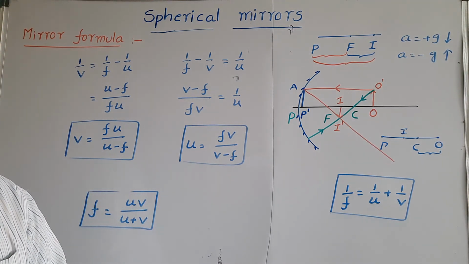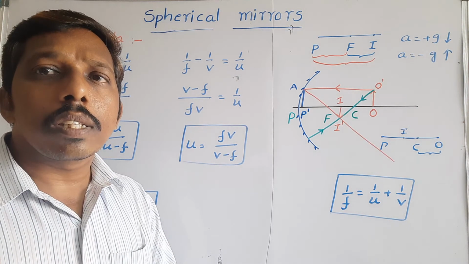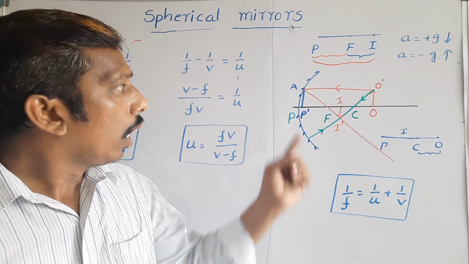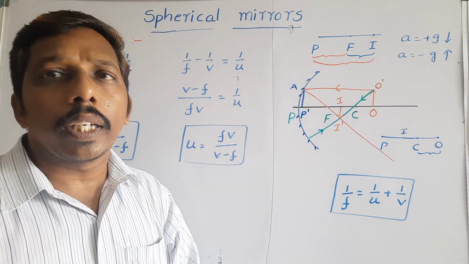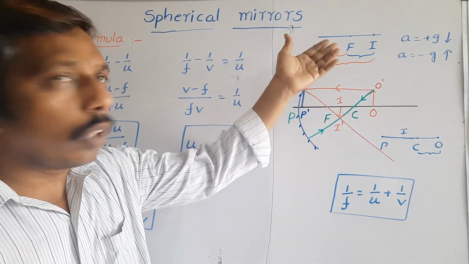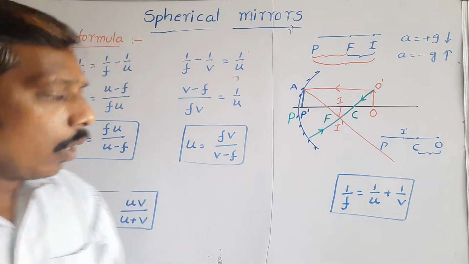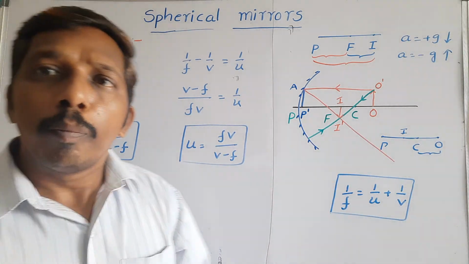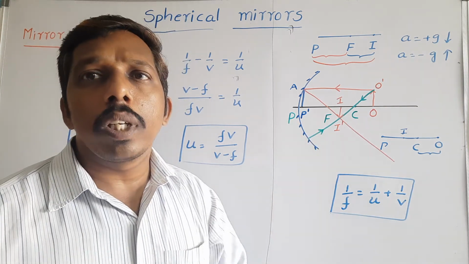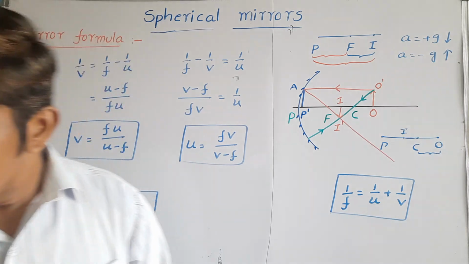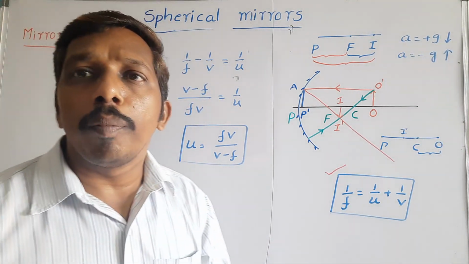Already in this class, starting we learn sign convention. All distances are measured from the pole. The distances along the light ray direction are taken as positive, opposite to light ray direction taken as negative. Heights measured above the principal axis are taken as positive, below the principal axis taken as negative. So this formula is applicable for both convex and concave mirrors. But here we derived by using a concave mirror.